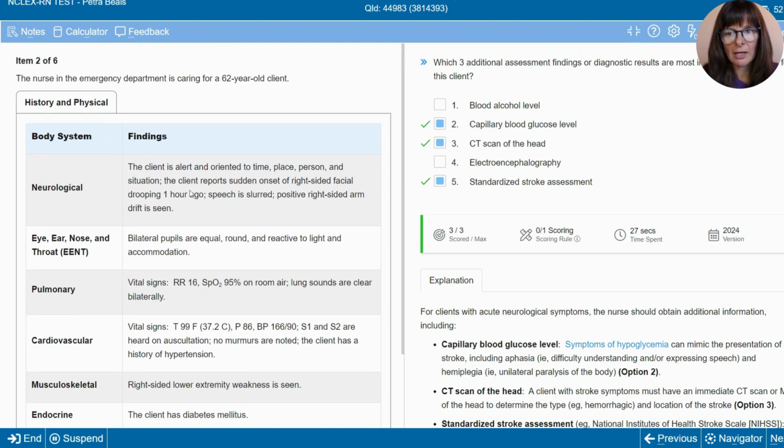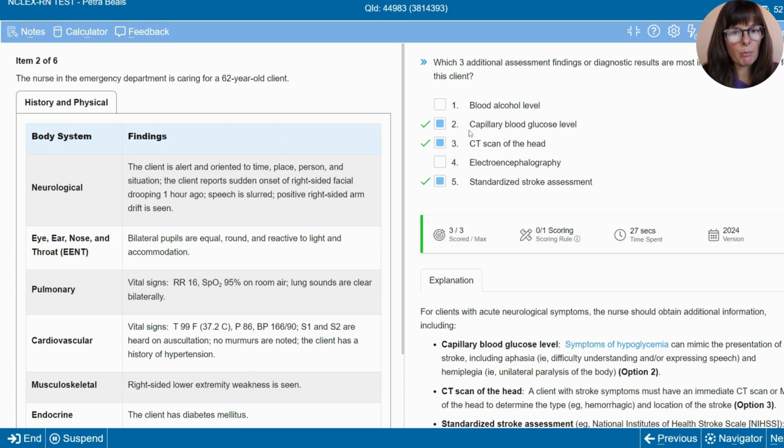So now, in analyzing the cues, the question asks: which 3 additional assessment findings or diagnostic results are most important to plan care for this client? So we're supposed to pick out 3 here. And as you can see, I've already answered the question. First of all, we need to recognize that this patient might be having a stroke.